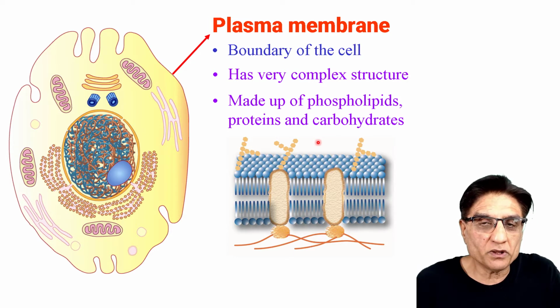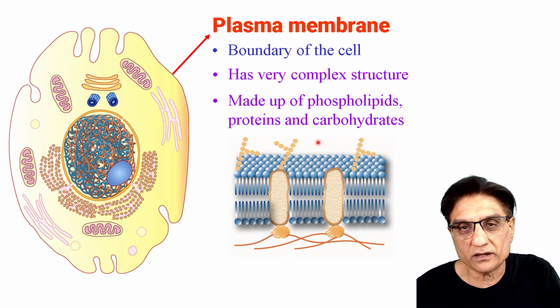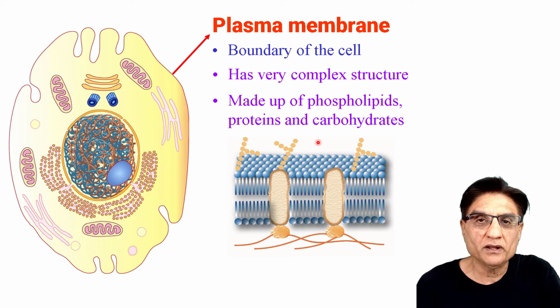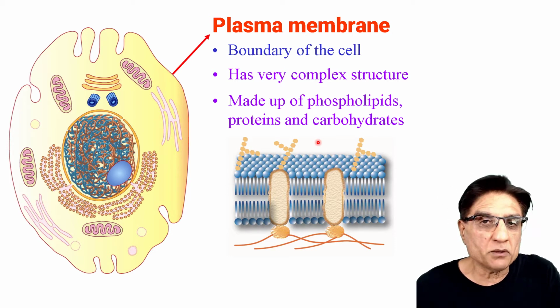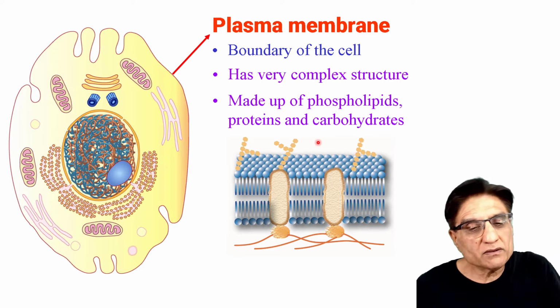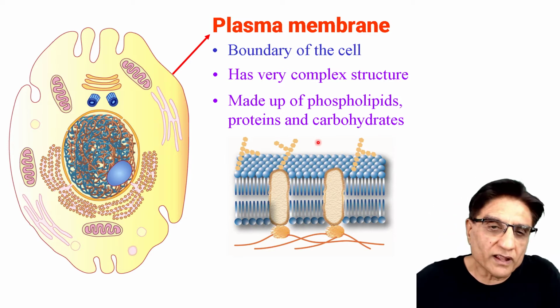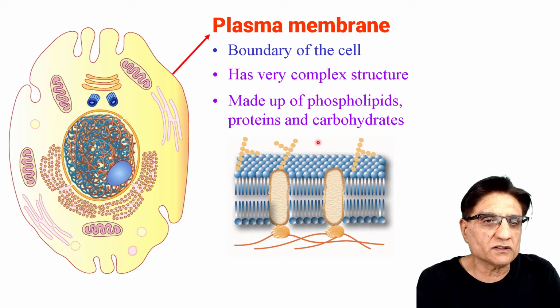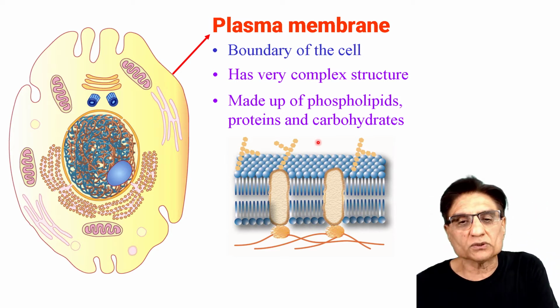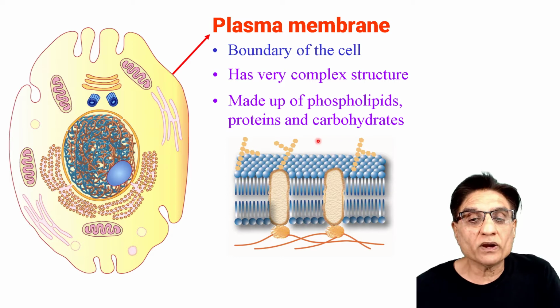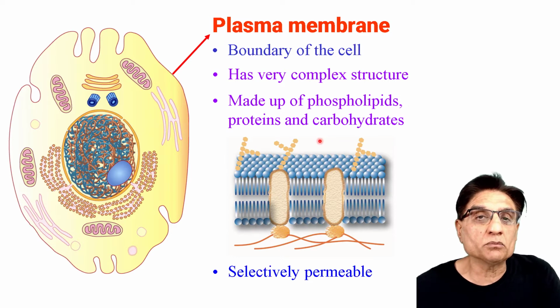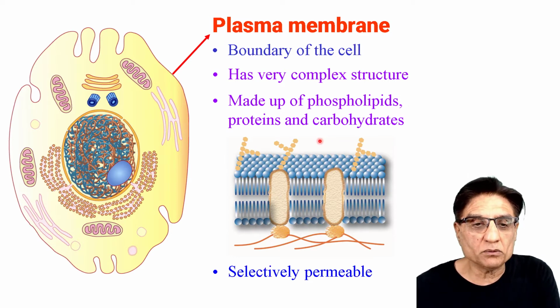The cell has to be healthy. The cell has to maintain a constant internal environment. And that internal environment is made by moving some of the materials in and some of the materials out. So the plasma membrane plays a major role in selecting the materials to move inside the cell and selecting the materials to go outside the cell. And that's why it's called selectively permeable. And this selective permeability makes sure that the cell has good homeostasis.